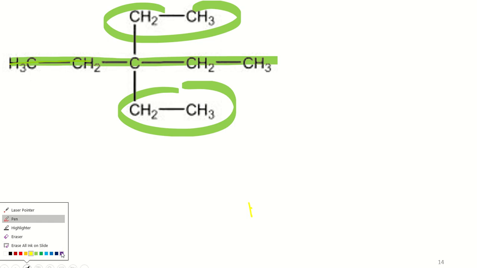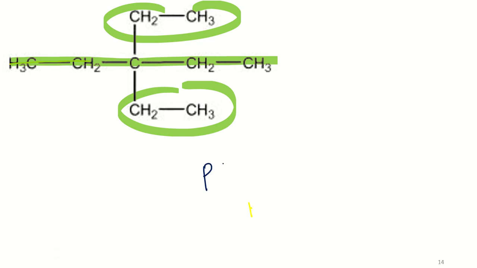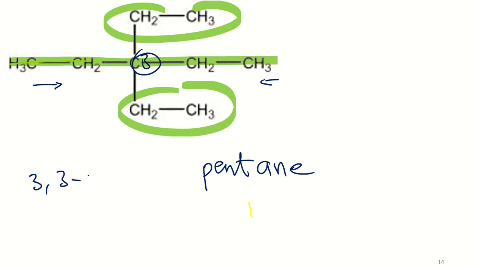Let's change the colour of that. 5 is a pent. It's all single bonds, and it's an alkane. If we number, no matter what side we number from, the substitutions are on number 3. So we have 3,3-diethyl pentane. Okay, let's look at this one.